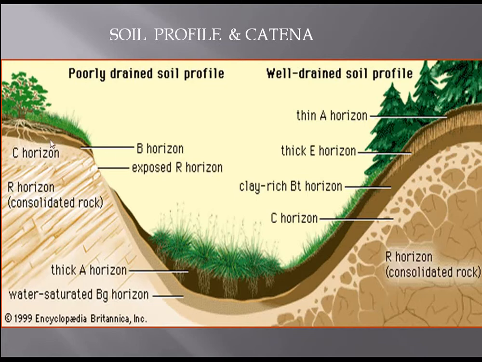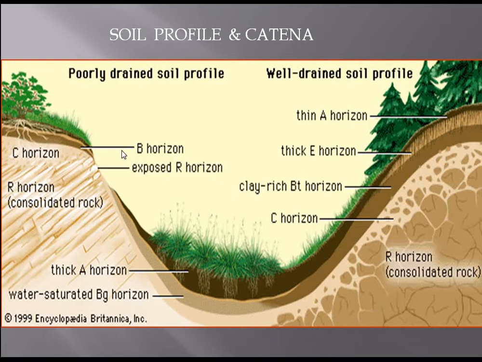So on top here, we see the trees, we see the grass, and we see that. So we call it B horizon, and then the exposed R horizon. And then down in the valley, that's where we have our swamp, and then the swampy vegetation and the clay kind of soils. So this is what we're talking about, that you are going to find the well-drained soils up here have thin A horizon, thick E horizon, and clay kind of rich B horizon and C.